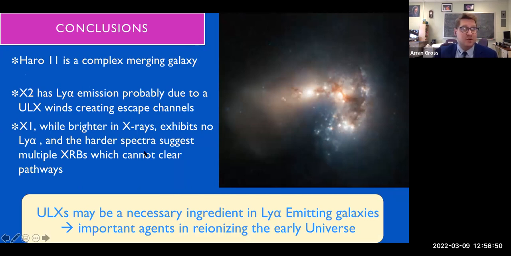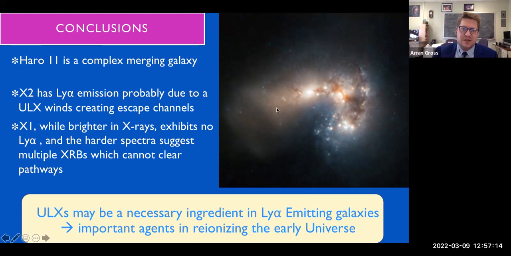X1, even though it's brighter in X-ray, doesn't have any Lyman alpha leaking from it. It probably is generating plenty of Lyman alpha and other UV photons. And the hard spectrum suggests that it probably hosts several X-ray binaries. So why are those ultraviolet photons not able to escape that portion of the galaxy?